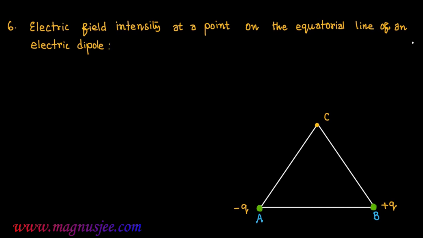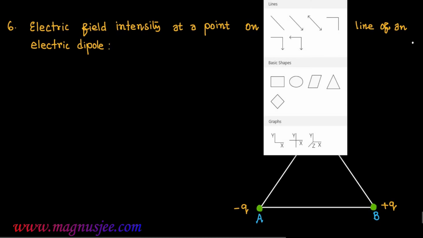We consider a point C which is at equal distance from the two point charges minus q and plus q. C is the point which is at the same distance from the two points A and B. At the point C, a unit positive charge, that means plus 1 charge, is placed.